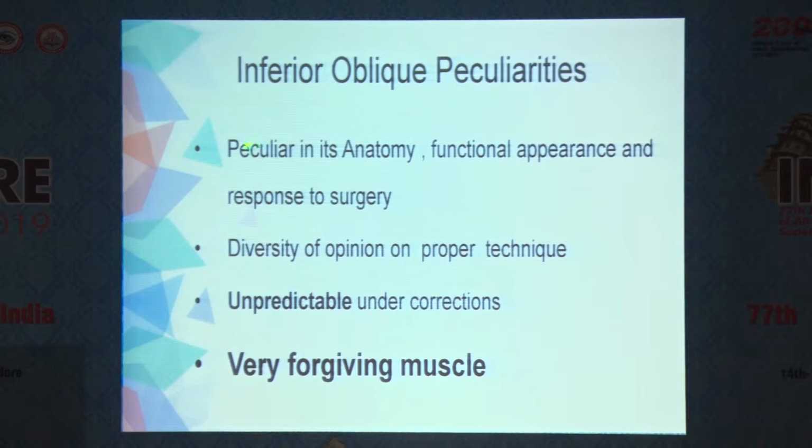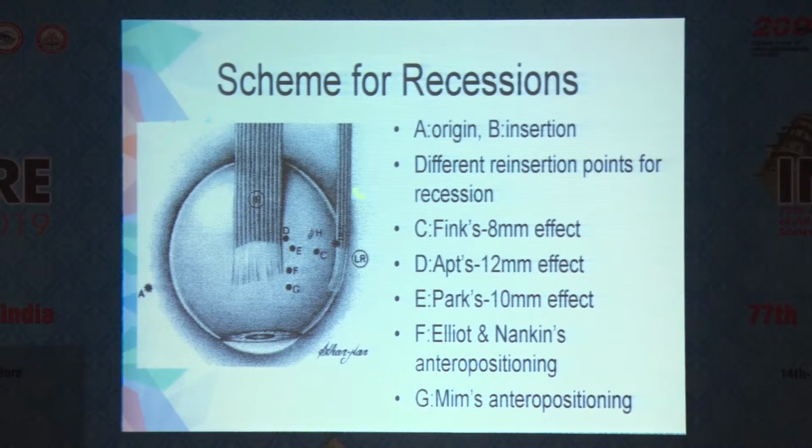So the peculiarity is in its anatomy, functional appearance, and the response to surgery. For the proper technique, there are multiple opinions, multiple ways of doing the surgery, and unpredictable undercorrections. Very rarely will you have an overcorrection in an inferior oblique recession. It is quite a forgiving muscle compared to the superior oblique. These are a few of the recession techniques which have been suggested.